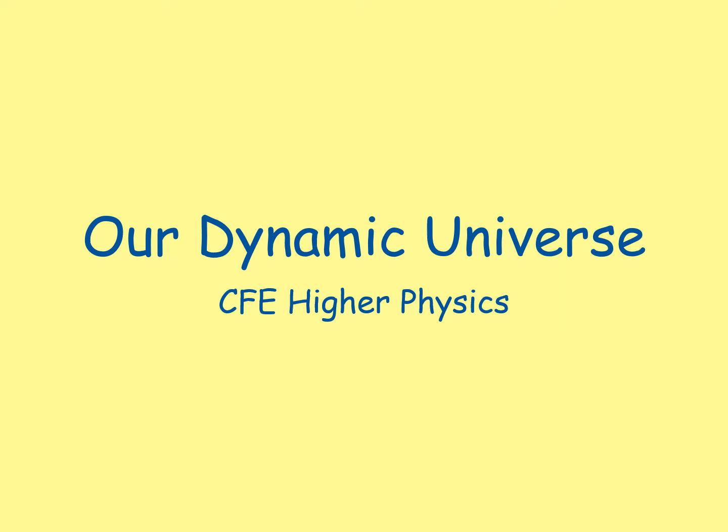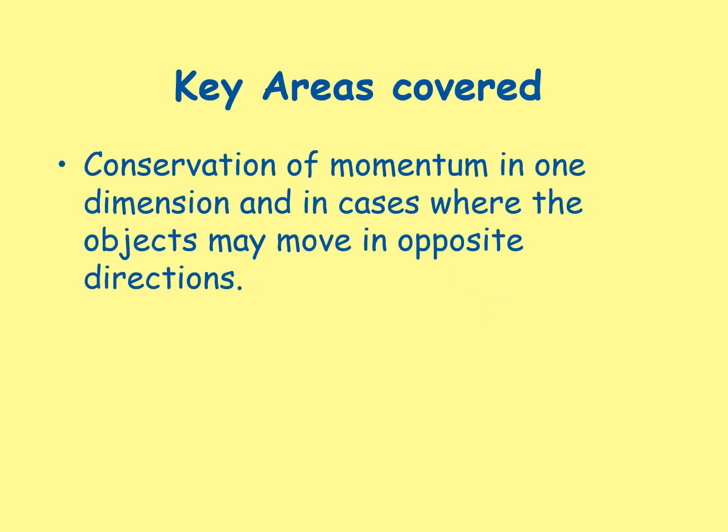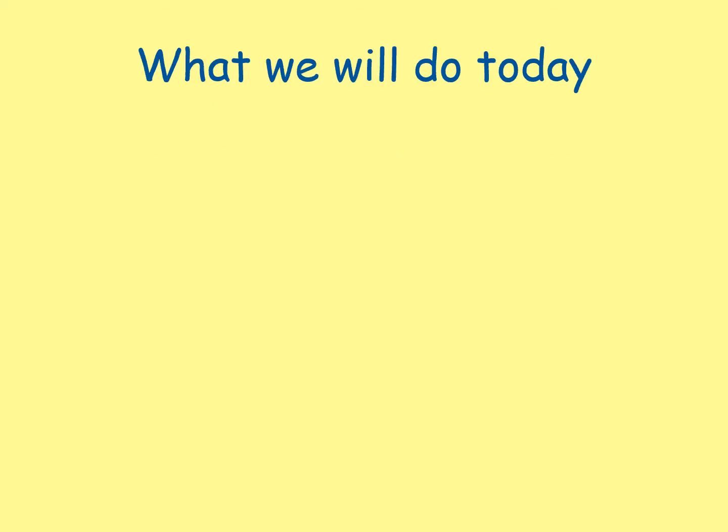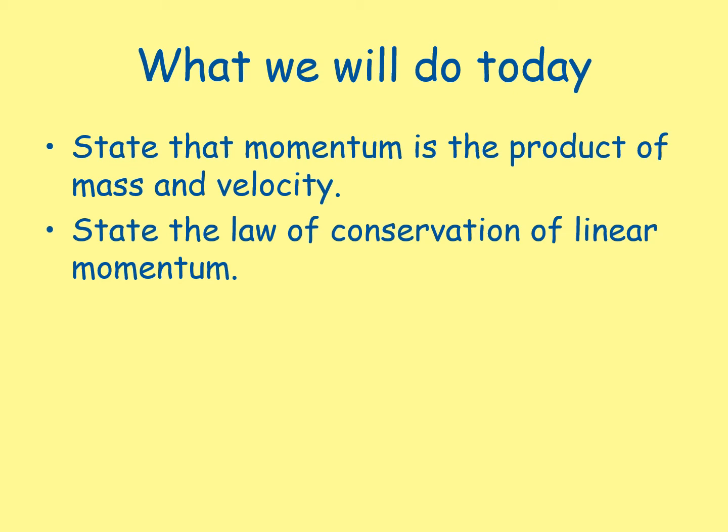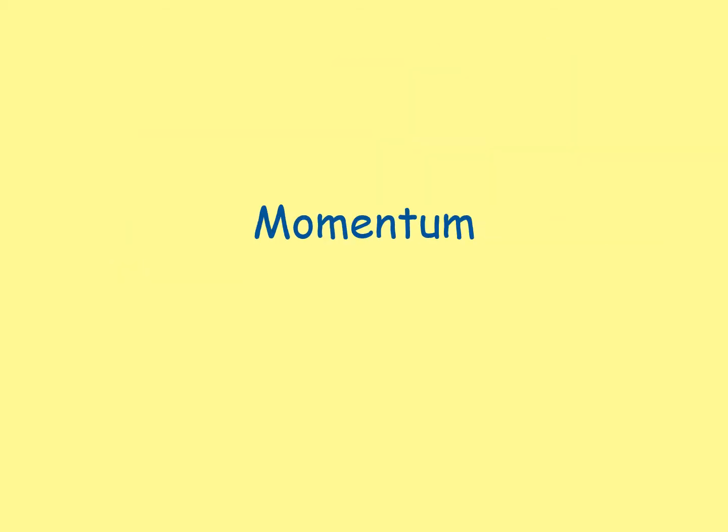Our dynamic universe. The key areas covered will be conservation of momentum in one dimension and in cases where the objects may move in opposite directions. What we will do today is state that momentum is the product of mass and velocity, and state the law of conservation of linear momentum.